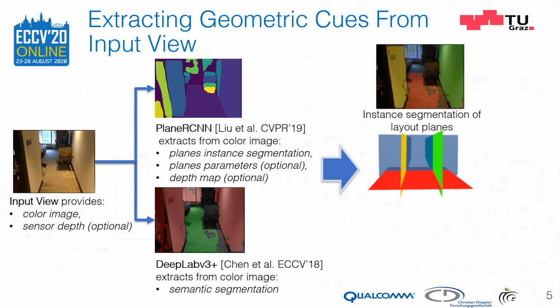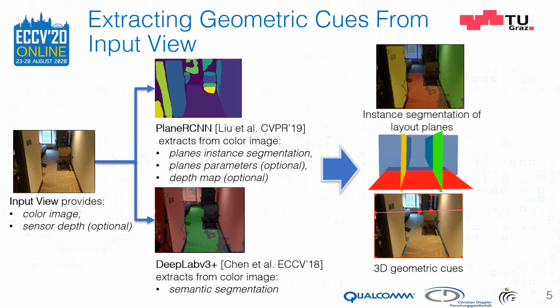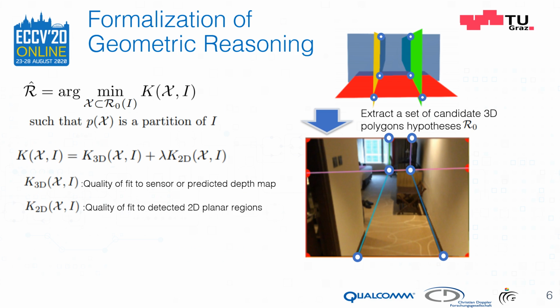When depth data is available, we extract accurate parameters for each of the layout planes from the 3D points within the planar region by relying on a RANSAC procedure. When sensor depth data is not available, we use the direct outputs from PlaneRCNN to obtain the plane parameters. By intersecting layout planes, we obtain important 3D geometric cues about candidate layout corners and edges. Intersections between layout planes define a set of candidate 3D polygons.